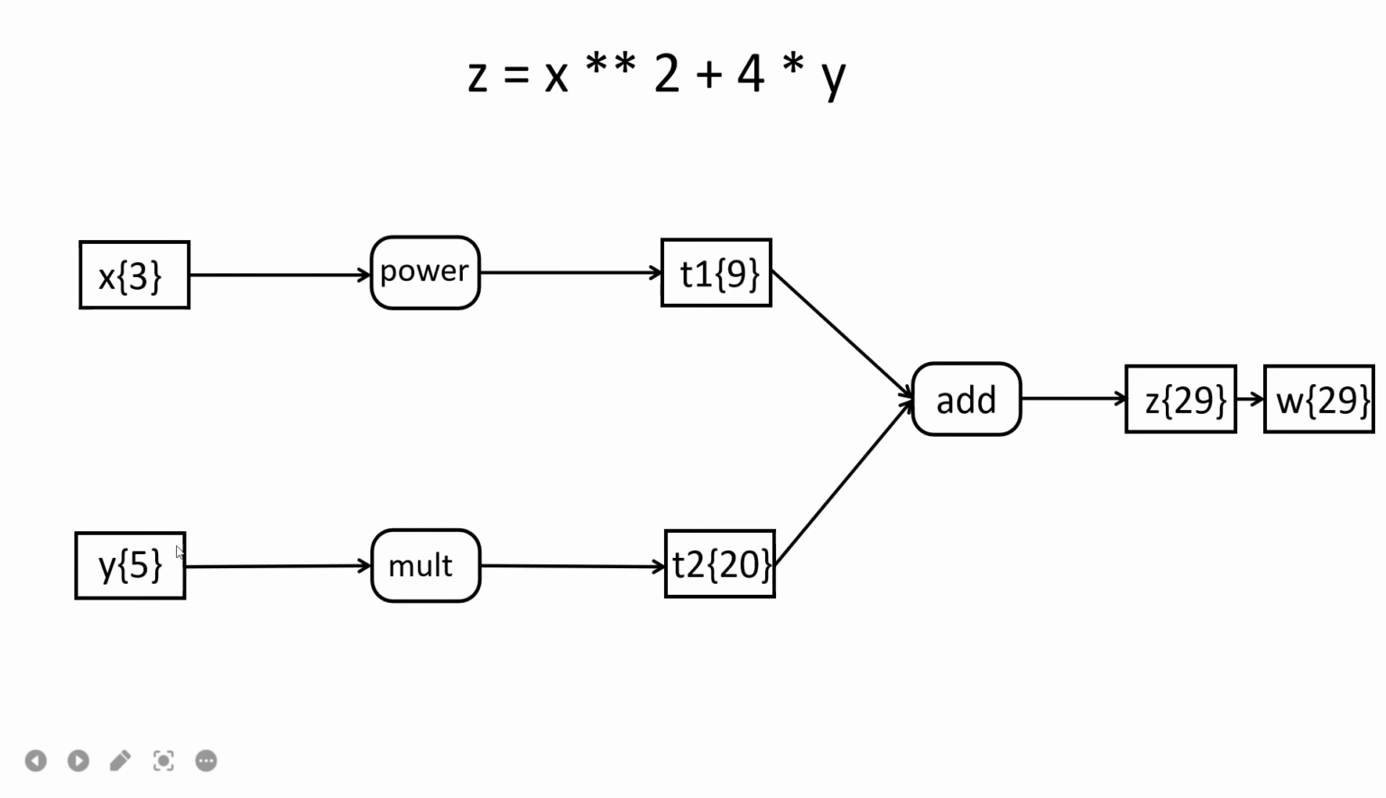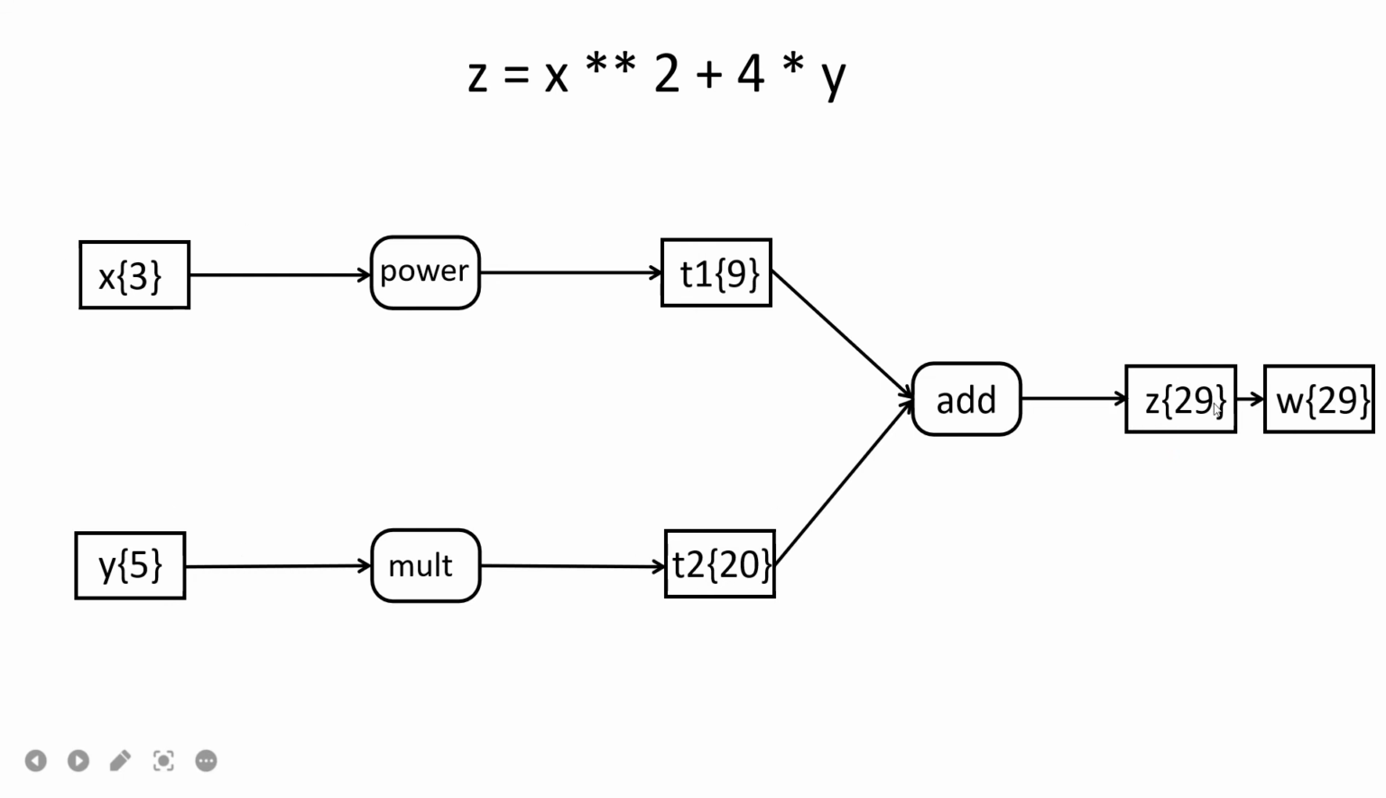Simultaneously, y equal to 5 was also there. So it applied a multiplication operation and found t2, and the value of that was 20. 4 into 5, that is 20. Now after the two expressions, there was another one. It added both of them, the results of t1 and t2, and it got z, 29. Till here we are fine.